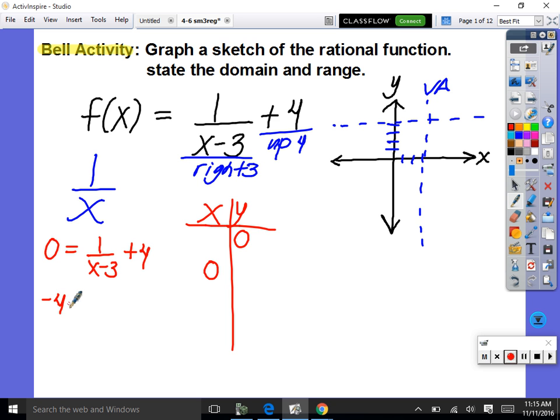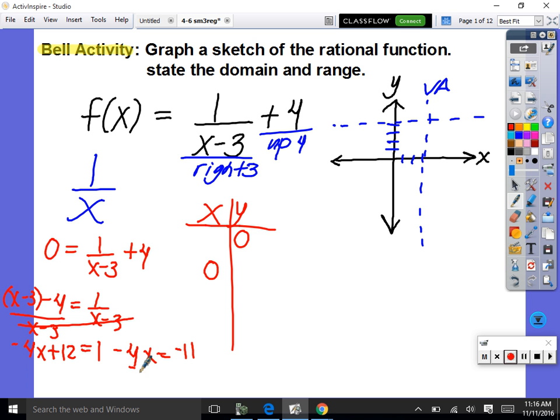Subtract 4. Negative 4 is equal to 1 over x minus 3. And you say, I'm trying to solve for x. I need a common denominator. Multiply by x minus 3 over x minus 3. Our denominators are now the same. So we would distribute that negative 4 through. Negative 4x plus 12 equals 1. Solving for x, we'll subtract 12. So we have negative 4x equals negative 11, correct?